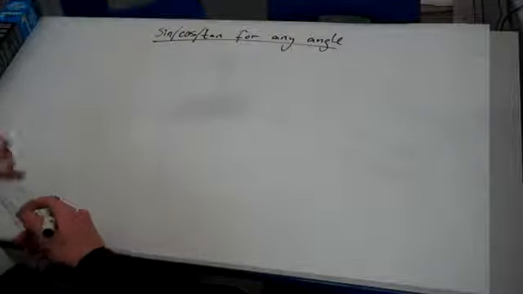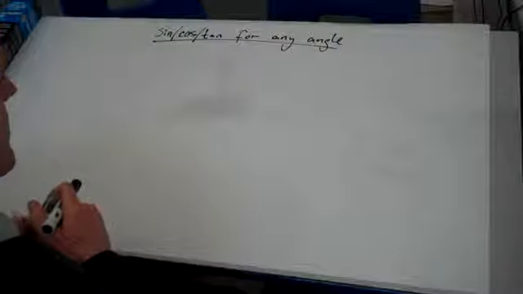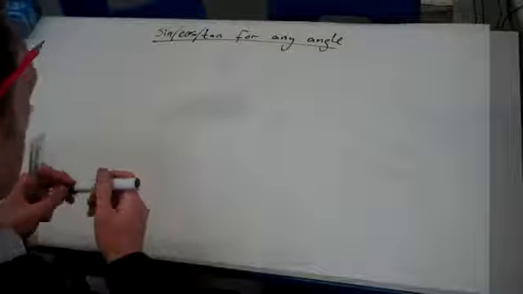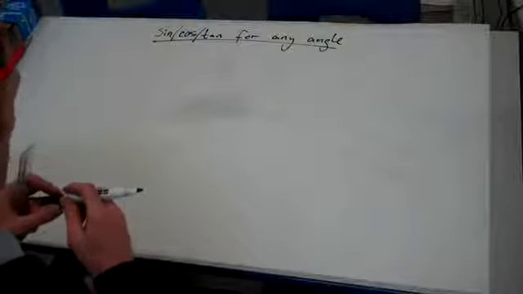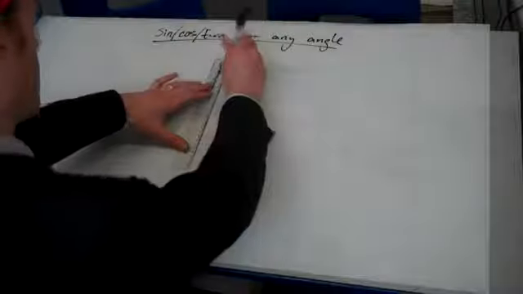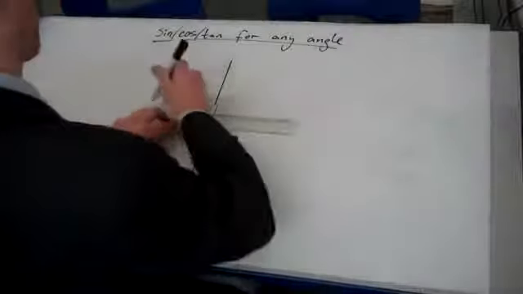Okay, sine, cos and tan for any angle. So what we're going to look at now is how we can extend our use of sine, cos and tan for any angle we like, thinking particularly about angles beyond 360 degrees. And so what we're going to do is consider this relative to a coordinate axis, an xy axis.